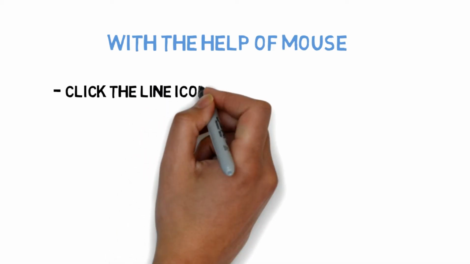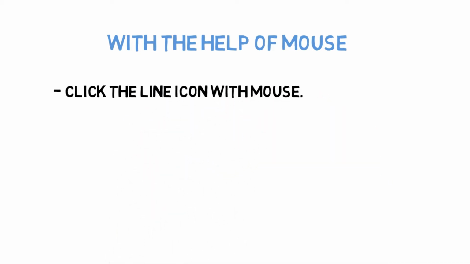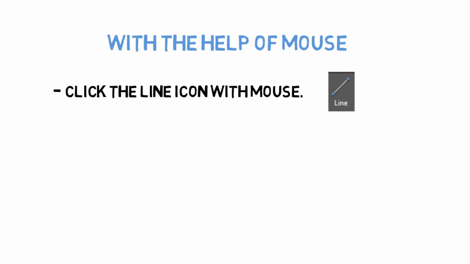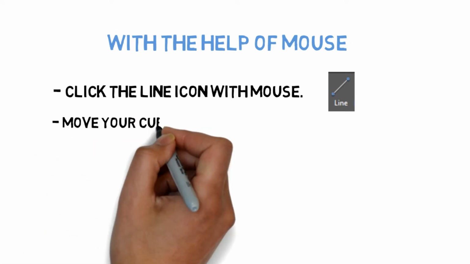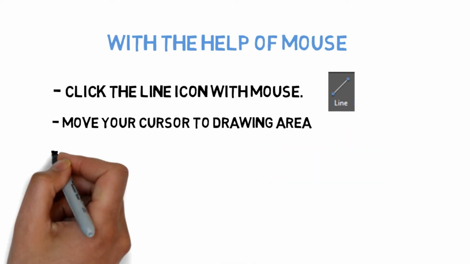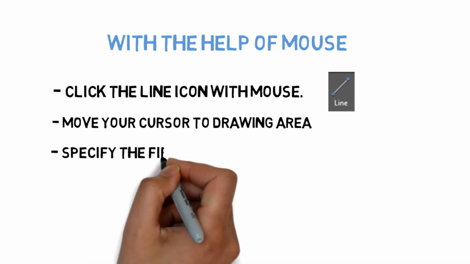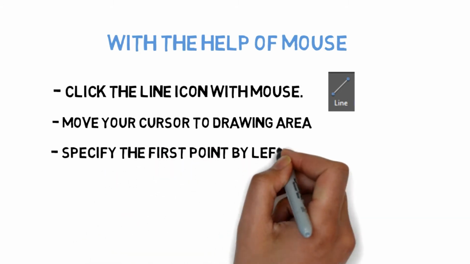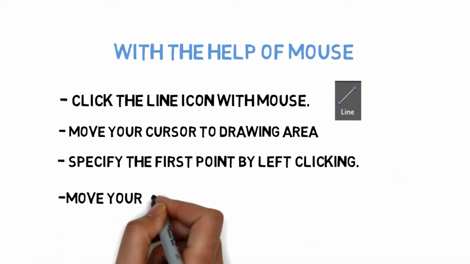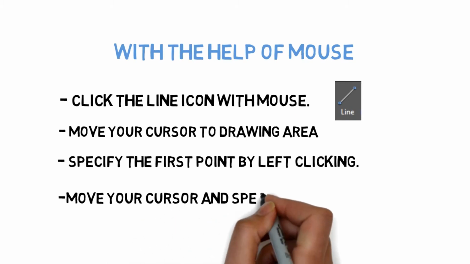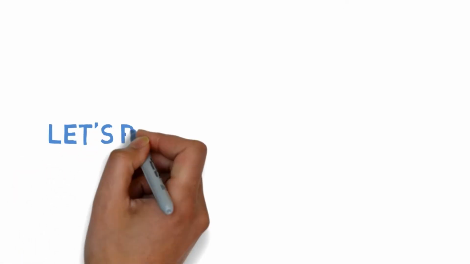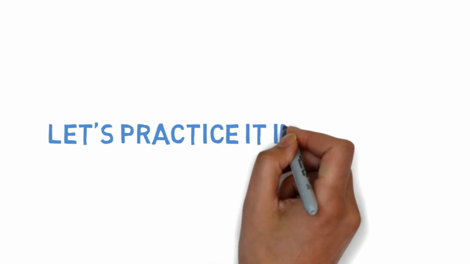Now we will discuss how to draw a line with the help of the mouse. Click the line icon. With the mouse, the icon looks like this. Move your cursor to the drawing area. Specify the first point by left clicking. Move your cursor and specify the next point. Let's practice it in AutoCAD.